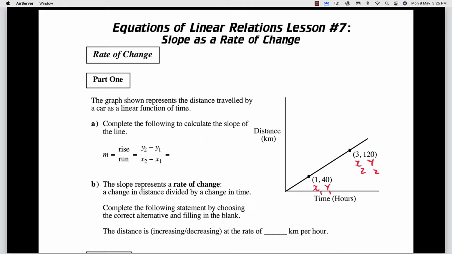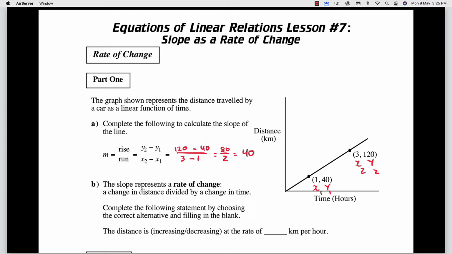And now what happens here is, what is y2? Well, it's 120 minus the y1, which is 40, over the x2, which is 3, minus the x1, which is 1. And we basically end up with 80 over 2, and that can be simplified down to 40.